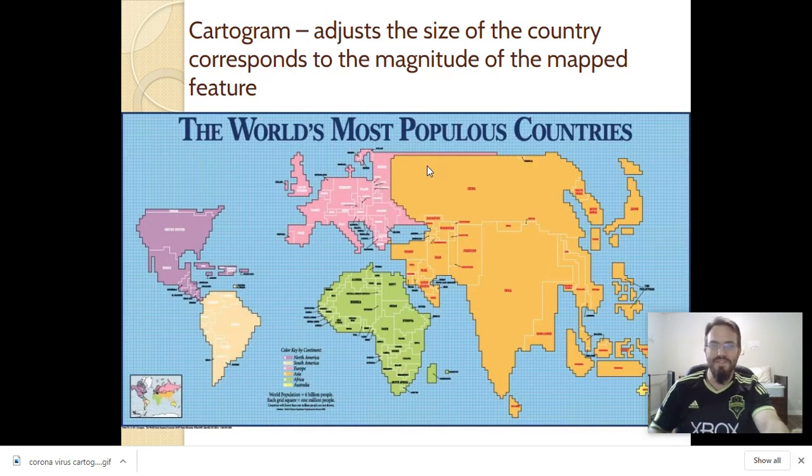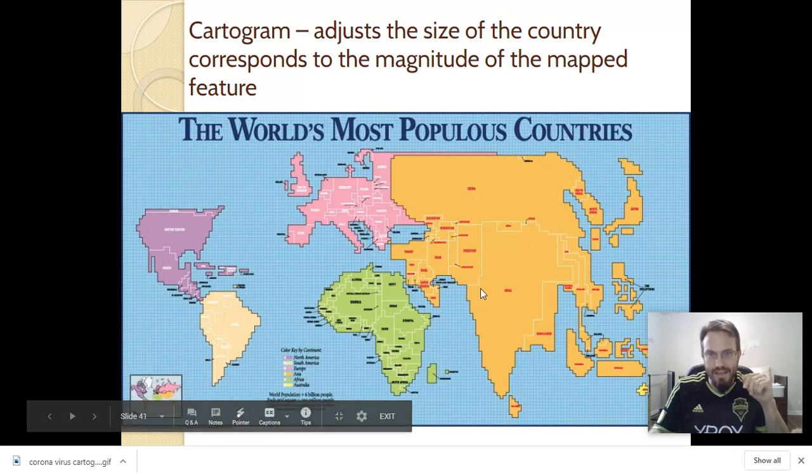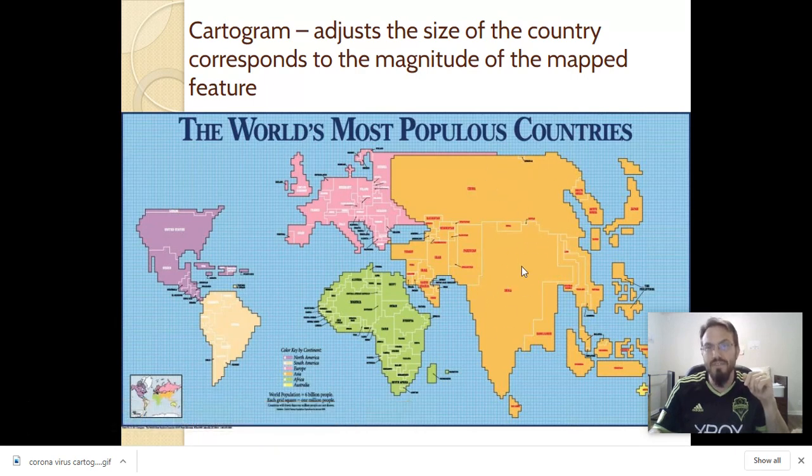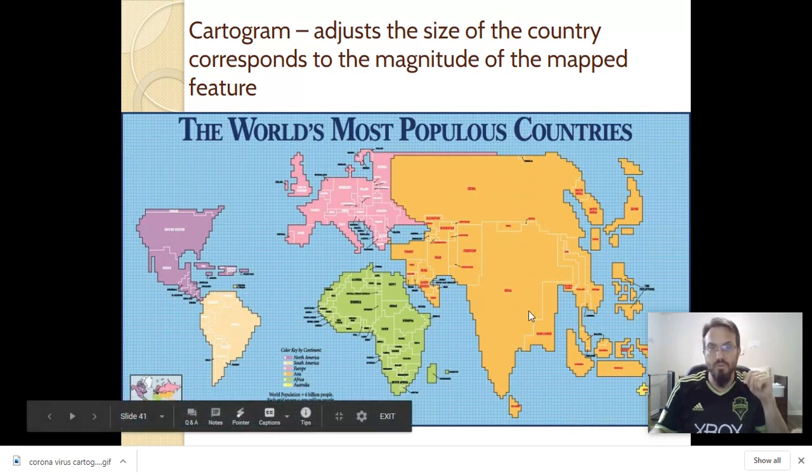These are the coolest. I love cartogram maps. What a cartogram map does is it adjusts the actual size of the region on the map for the amount of data that's in that region. In this case, we're talking human population. So you see here that China is fantastically large, and so is India. Those two are massive because they're the two most populous countries in the world.